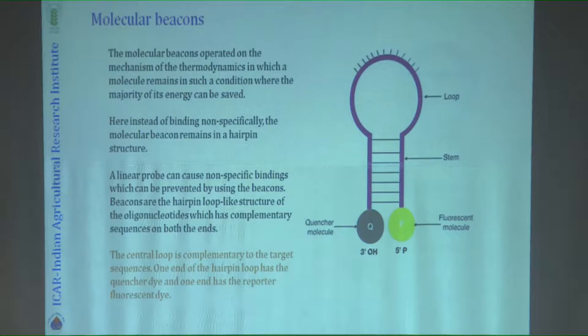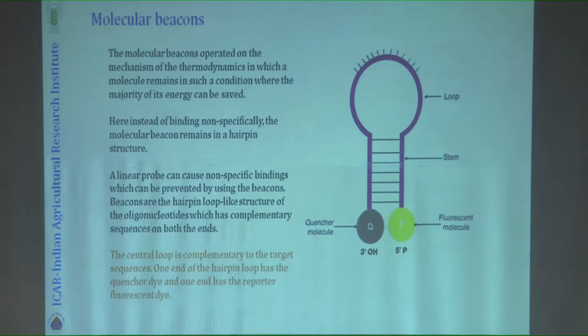There's another type of probe which we call molecular beacons. Molecular beacons operate under the mechanism of thermodynamics, in which a molecule remains in a condition where the majority of energy is saved. It is like a hairpin loop structure. Instead of binding non-specifically, the molecular beacon remains as a hairpin structure. It is a hairpin loop-like structure of oligonucleotides, which has complementary sequences on both ends. One end has a fluorophore and the other has a quencher molecule. The central loop is complementary to the target sequence. That's the kind of probe you have to select. So it is like a hairpin structure.